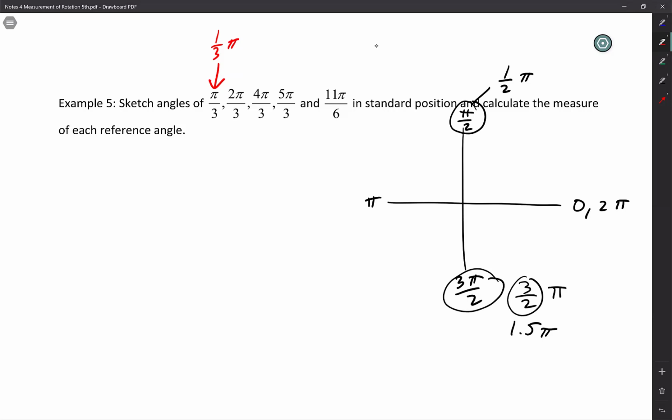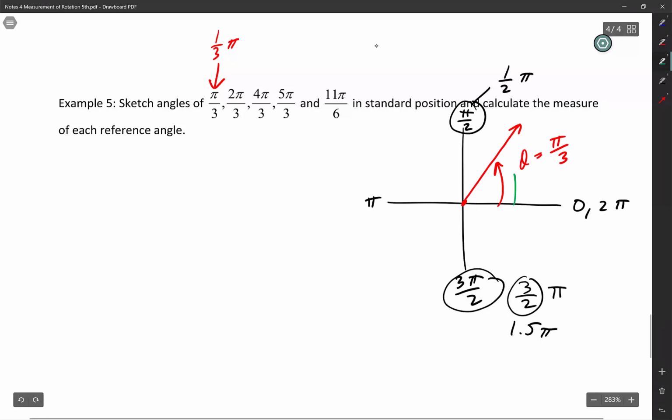Smaller. It's smaller, so it must be in quadrant 1. So it must look like this. So this angle there must be pi over 3, see? And then it wants me to measure the reference angle. Well, if I'm in quadrant 1, hopefully by now you probably already got it. The reference angle is going to be the same thing if you're in quadrant 1, because it's definitely an acute angle already.